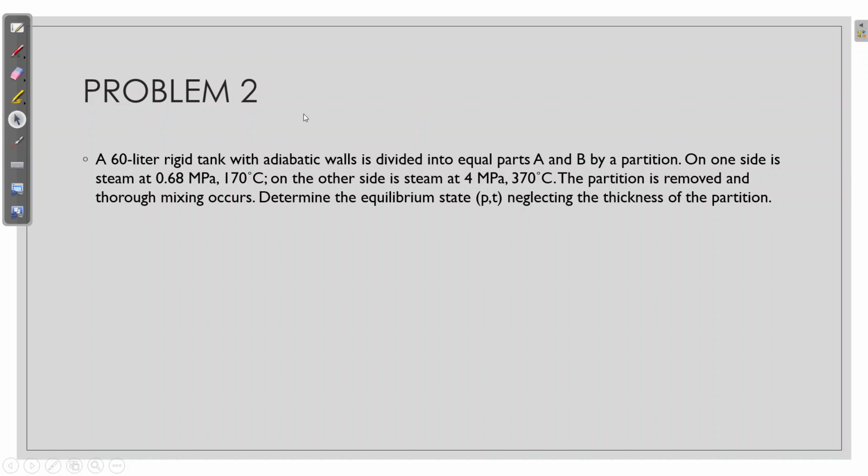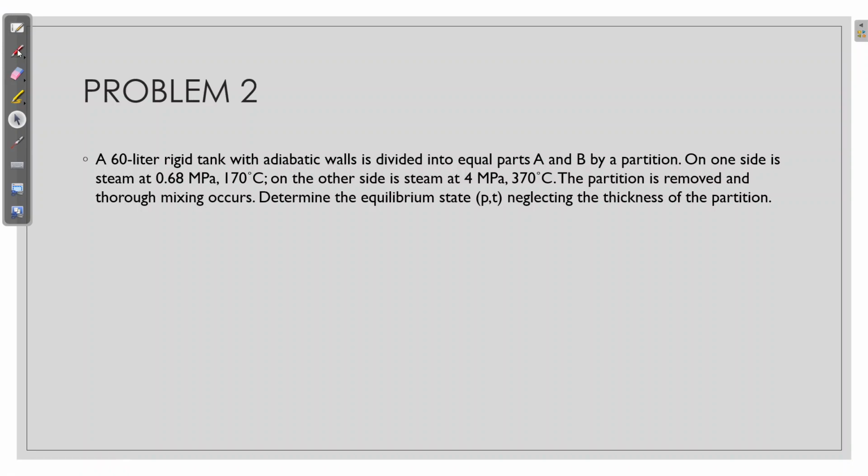A 60-liter rigid tank with adiabatic walls is divided into equal parts A and B by a partition. On each side is steam at 0.68 MPa 170 degrees Celsius. On the other side is steam at 4 MPa 370 degrees Celsius. The partition is removed and thorough mixing occurs. Determine the equilibrium state, P, pressure, and temperature, neglecting the thickness of the partition.